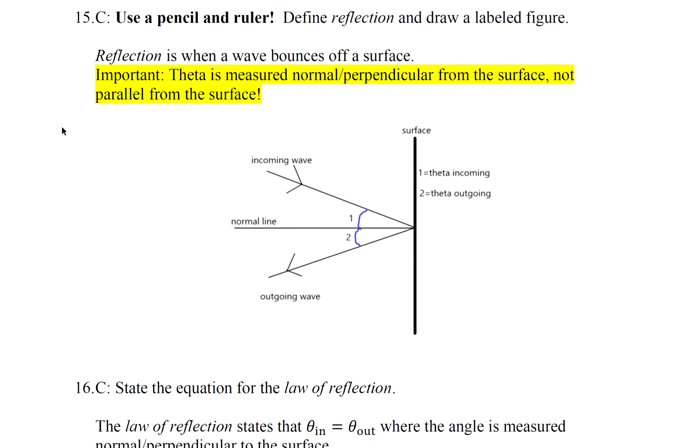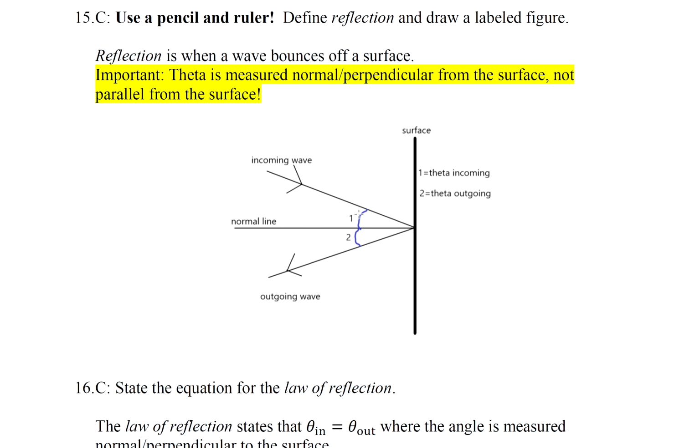Question 15, define reflection and draw a labeled figure. Reflection is when a wave bounces off a surface. So theta is measured 90 degrees from the surface, not parallel to the surface. So this vertical bold black line is the surface. The line perpendicular is called the normal. Okay, it's the normal line.